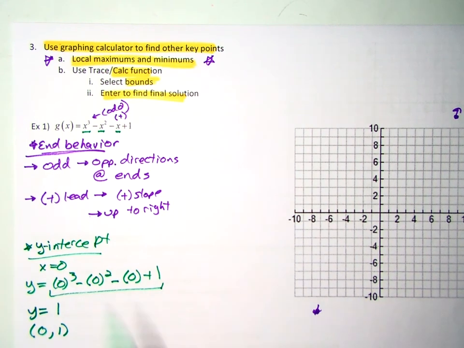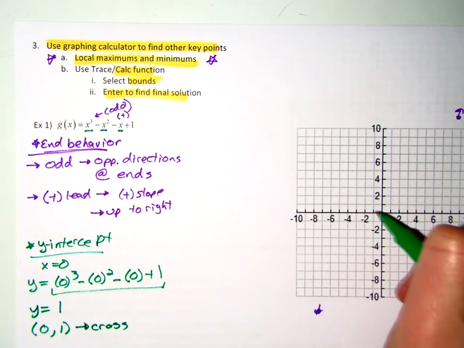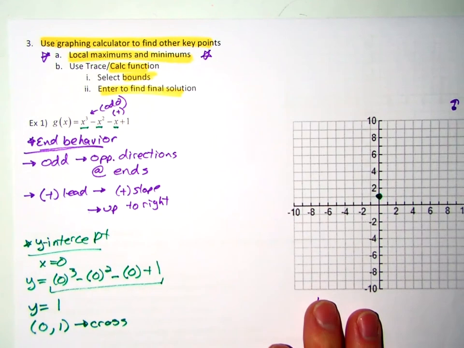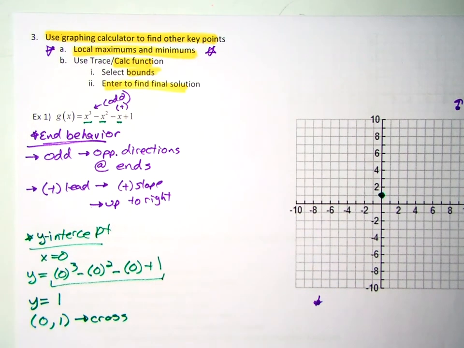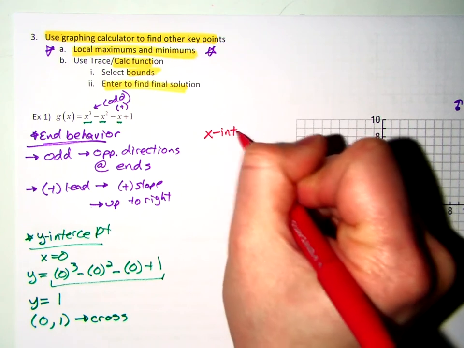And since it's a y-intercept, it will automatically cross at that point. So I know that where x is 0, y is 1. This is a point, and it's going to cross there. Now that I found my y-intercept, I also need to go back and find my x-intercepts.